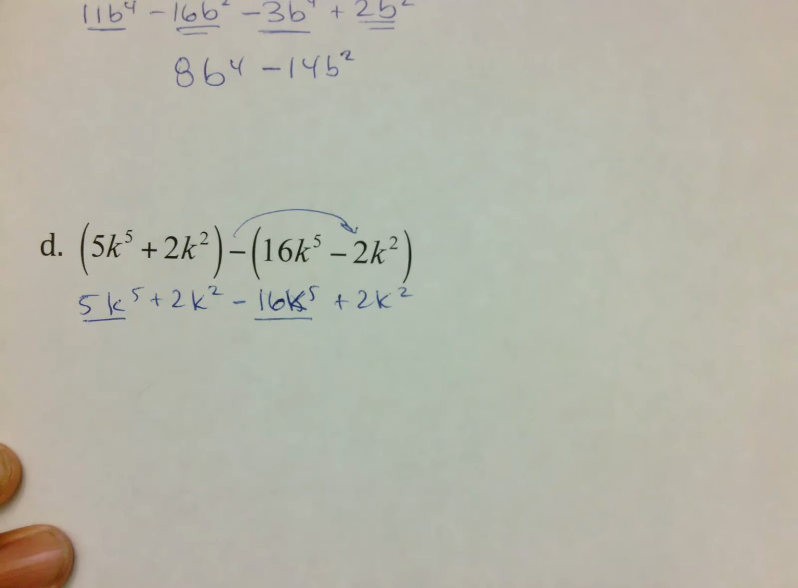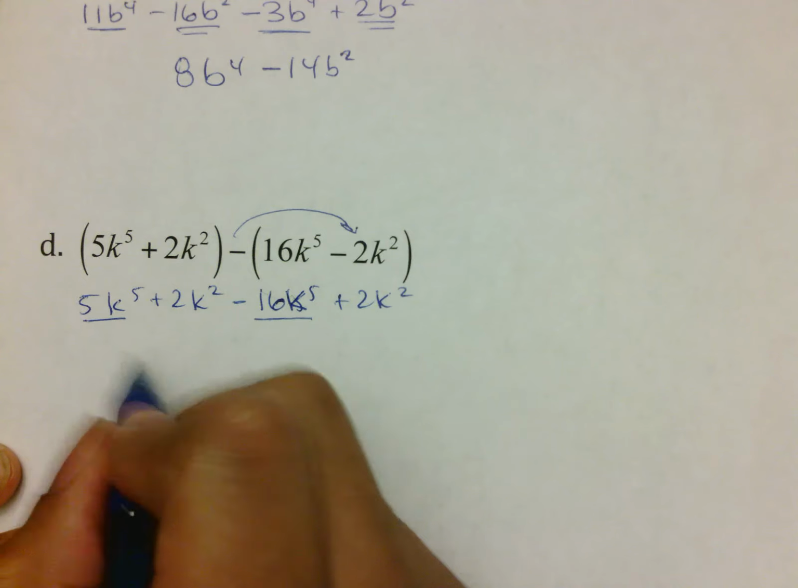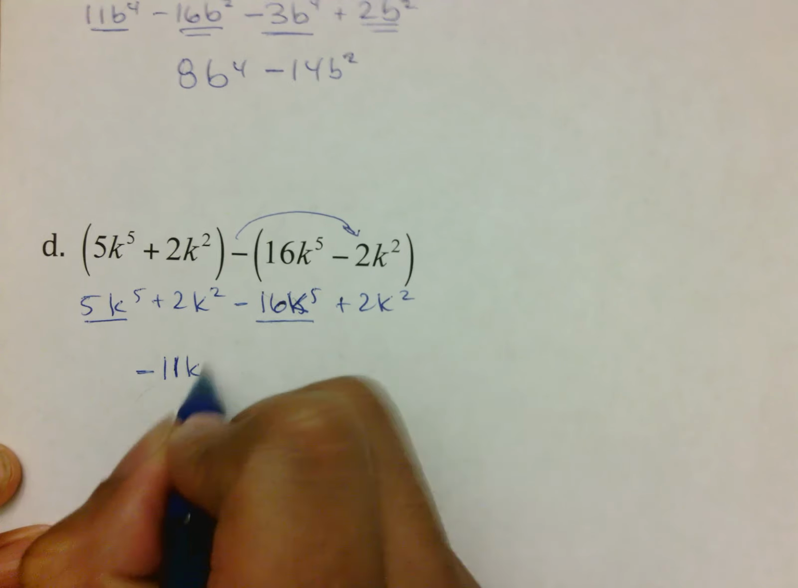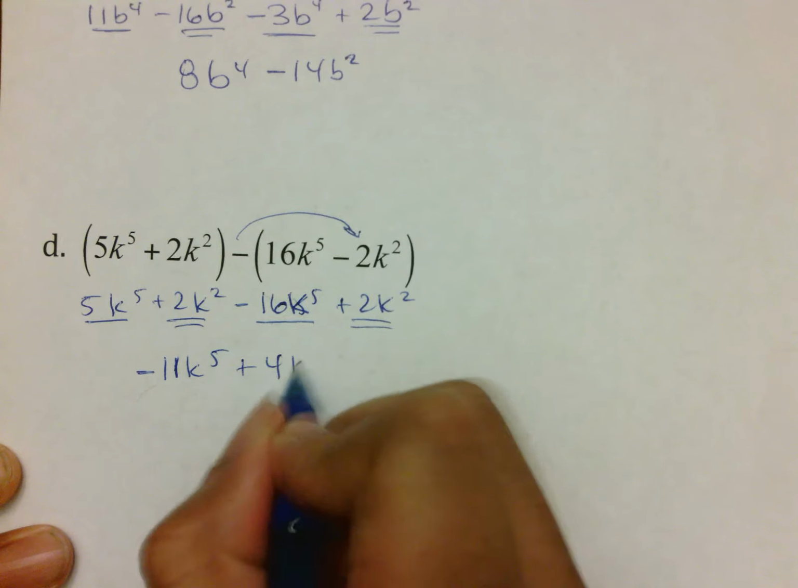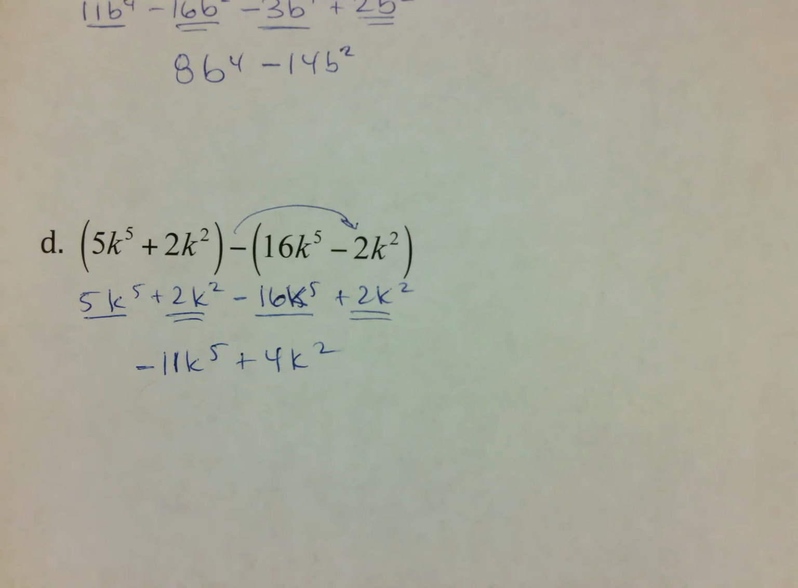Now you put your like terms together. 5 minus 16 is negative 11 k to the fifth. 2k squared plus 2k squared makes 4k squared. Alright. And then the very last one, E.